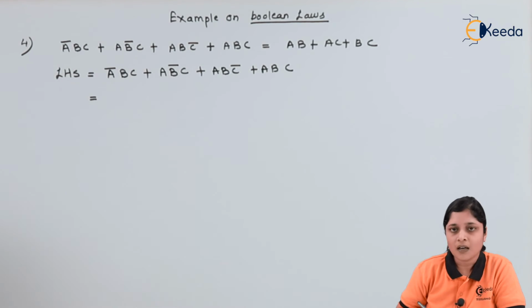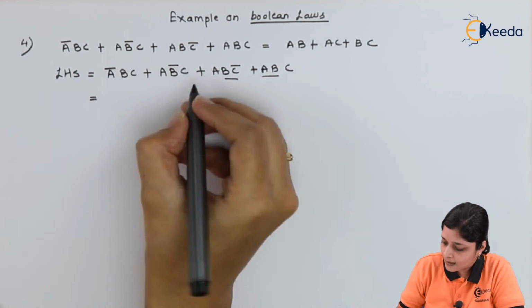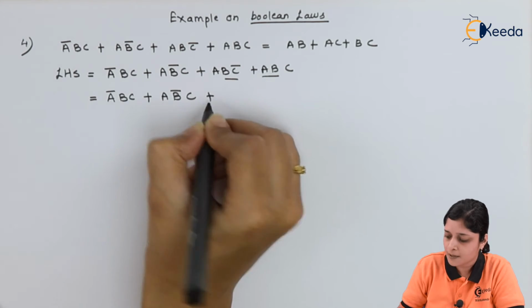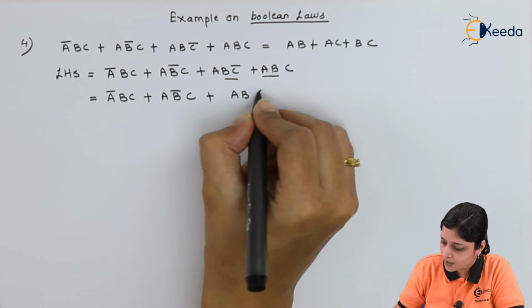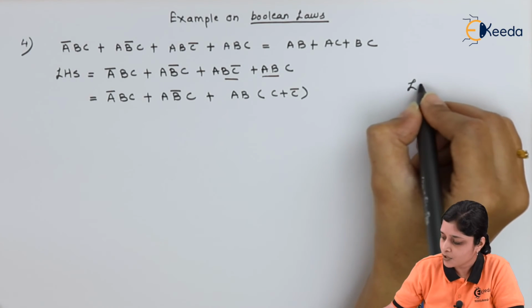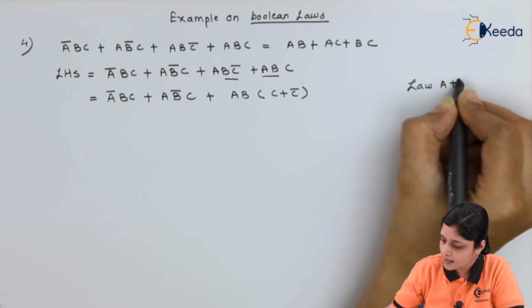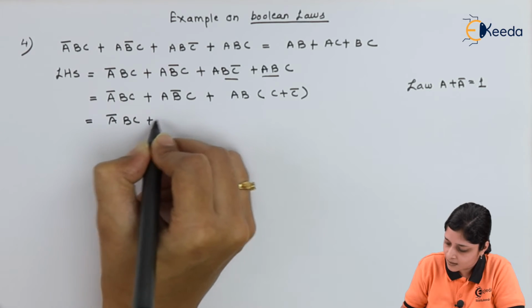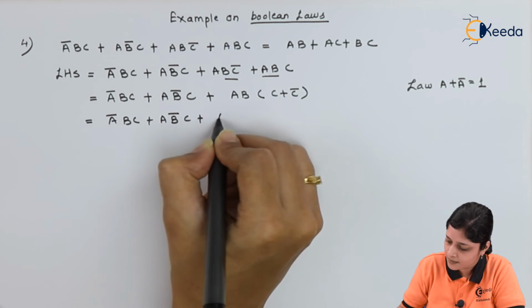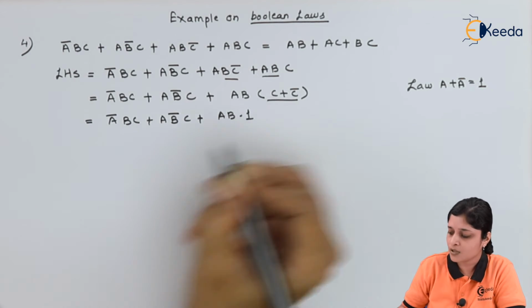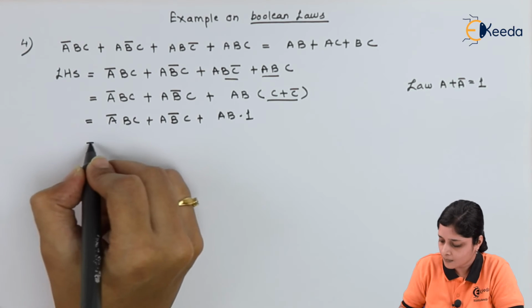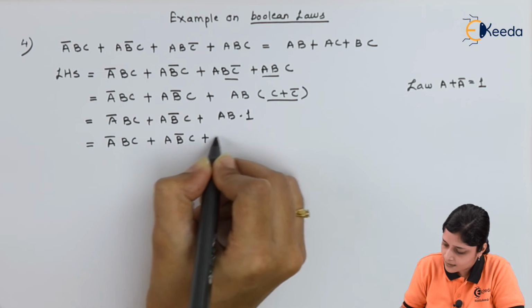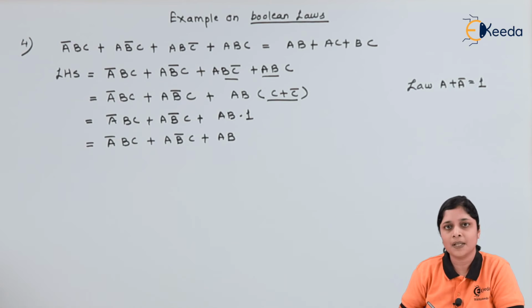ABC. Now if you focus on these two terms, then we can write here A bar BC plus AB bar C plus AB, you can take common, C plus C bar. So which law can you apply? A plus A bar is equal to 1. So A bar BC plus AB bar C plus AB dot 1, because C plus C bar is 1. Now A bar BC plus AB bar C plus AB.